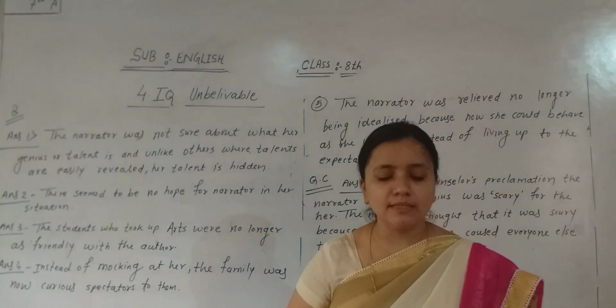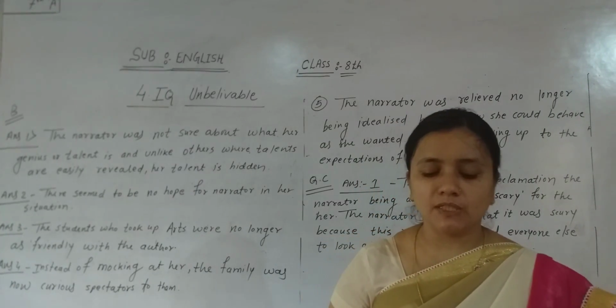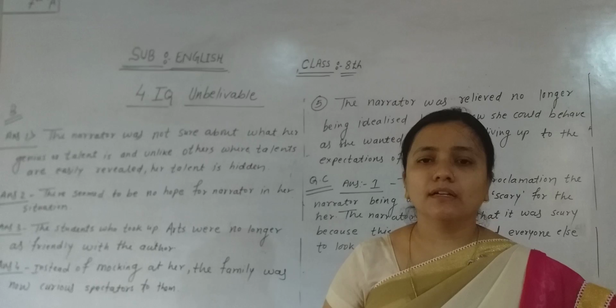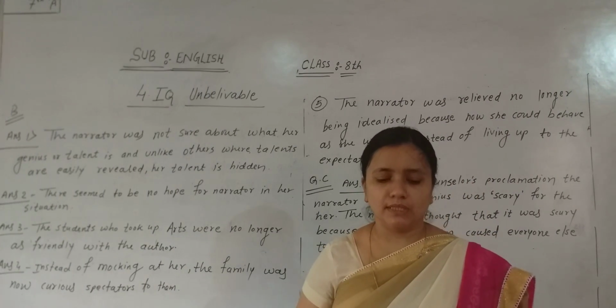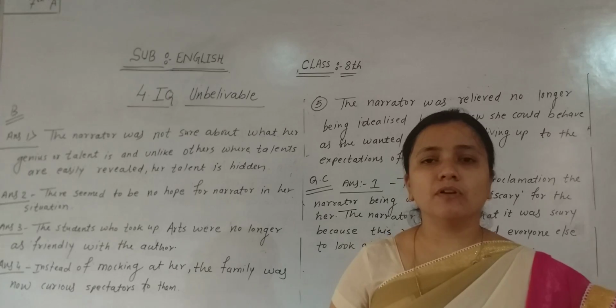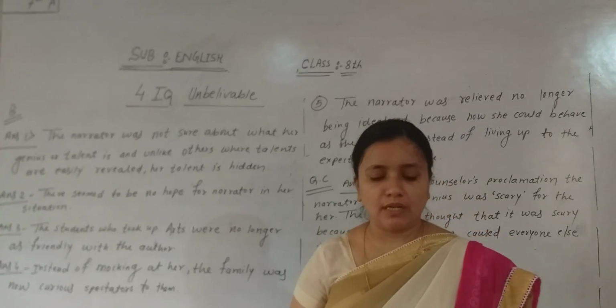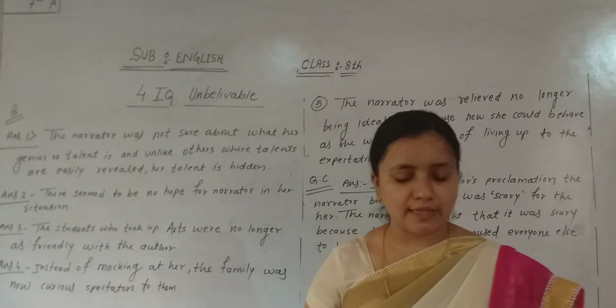The first one is: the fact that the narrator was a genius was discovered by. Exactly, it is discovered by the school counselor. So the correct answer is B. You may just take it down.